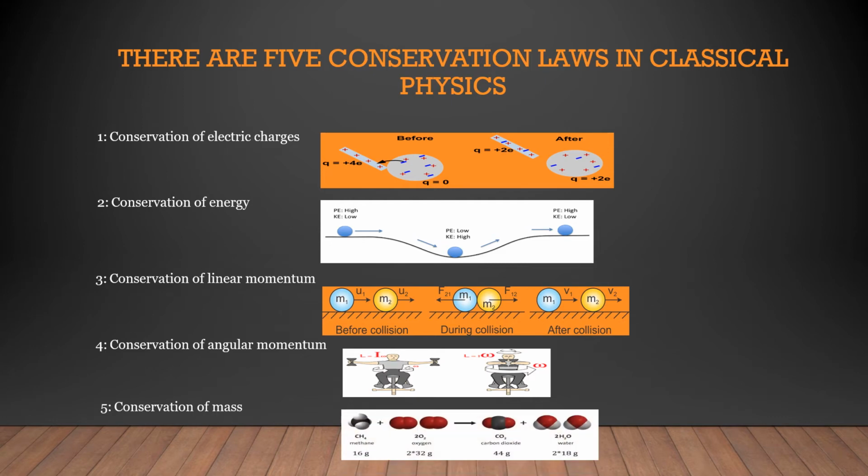There are 5 conservation laws in classical physics. 1. Conservation of charge. 2. Conservation of energy. 3. Conservation of linear momentum. 4. Conservation of angular momentum. 5. Conservation of mass.